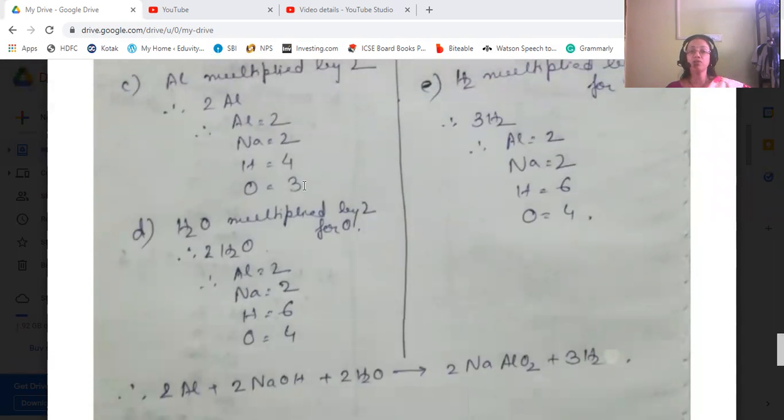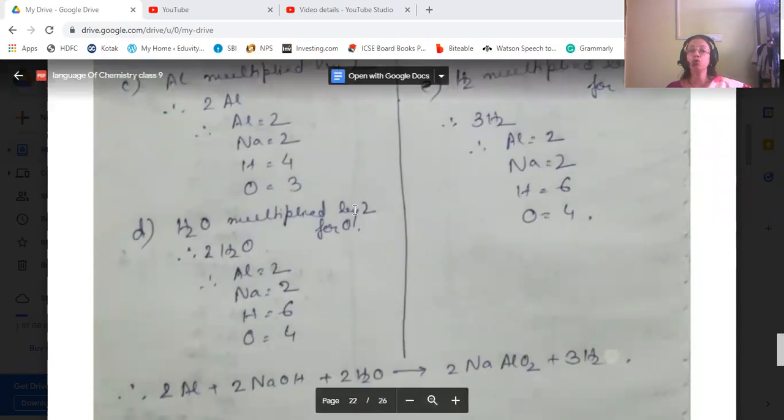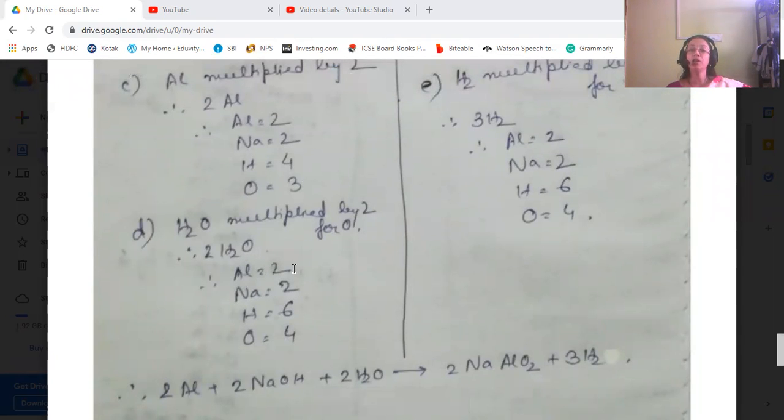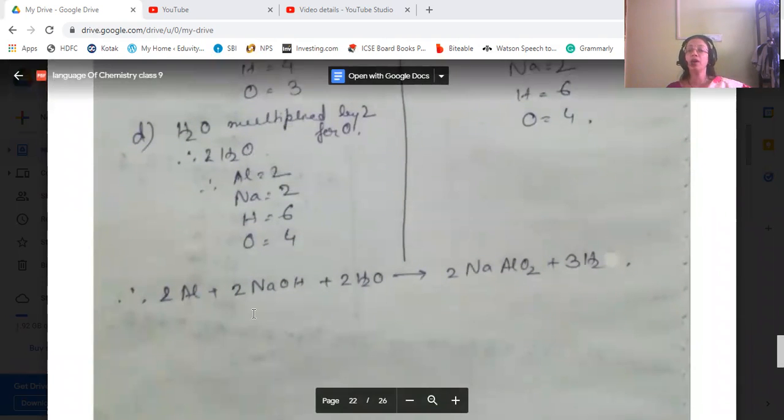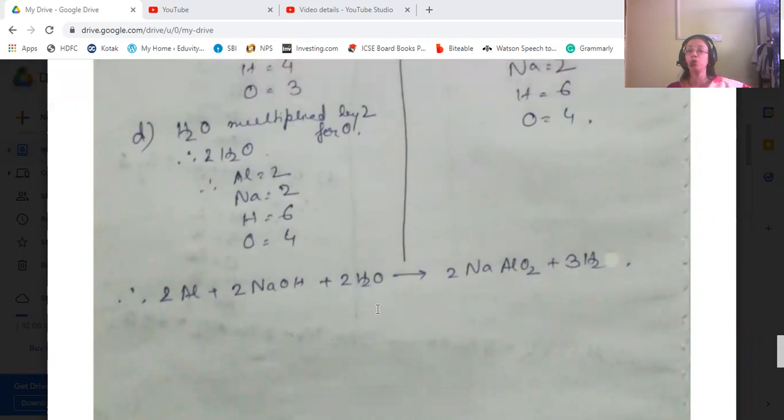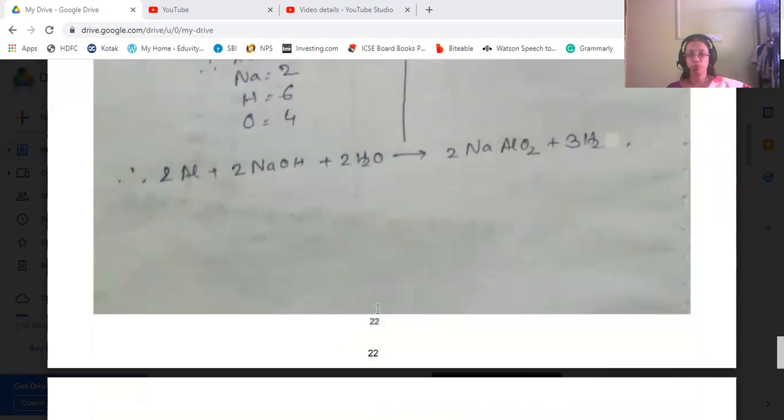So for hydrogen and oxygen, we multiply H2O by 2. So 2H2O. That means aluminium 2, sodium 2, hydrogen 6, oxygen 4. So that gives the equation 2Al plus 2NaOH plus 2H2O gives us 2NaAlO2 plus 3H2.